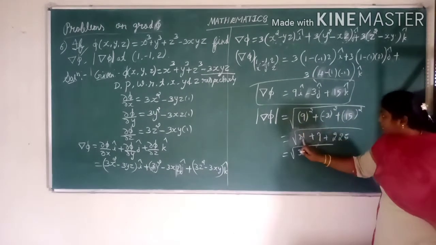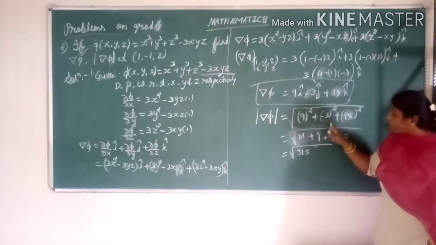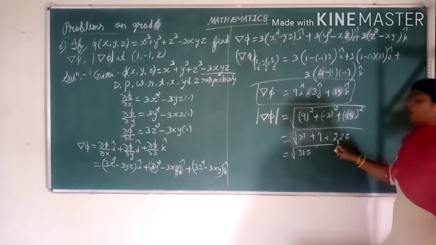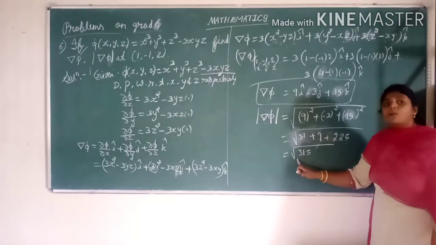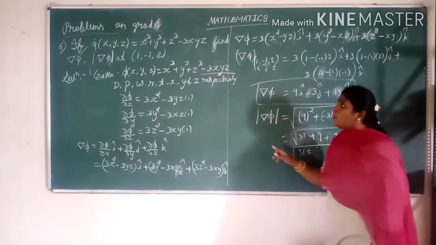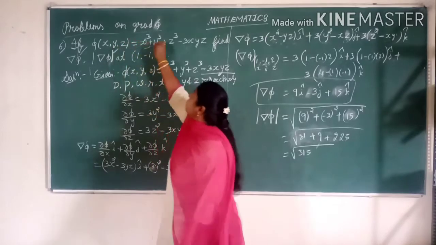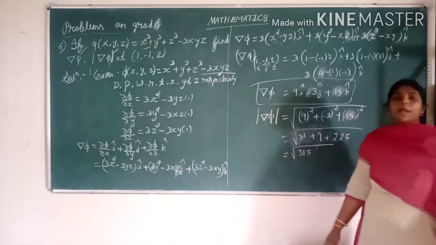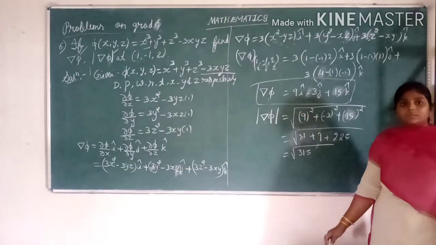The 9 square is 81, and minus 3 whole square is plus 9, and 15 square is 225. After adding we get the square root of 315. This is the value of modulus of grad pi at the given point (1, -1, 2).